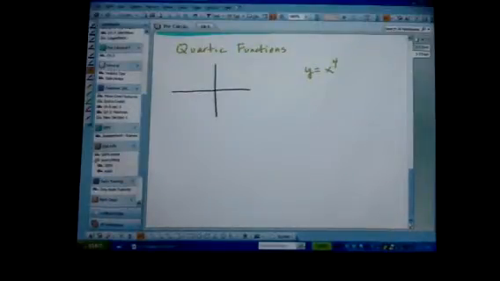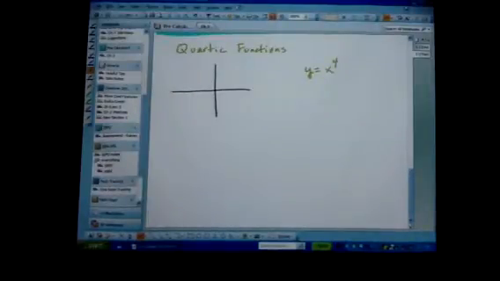Say again? There's not one of those in the book. I know, they don't have one of those, but I'm including these. And I will tell you why I'm going to include them. Because the shape of this parent is like a parabola. It is very similar to a parabola shape.